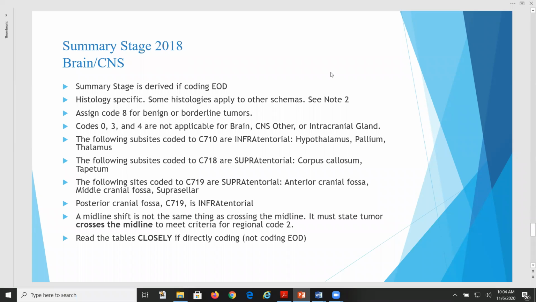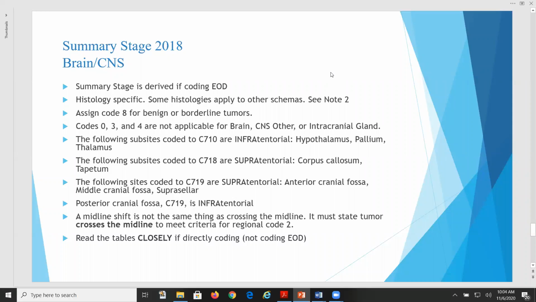Summary stage is histology specific. Some histologies apply to other schemas, so you need to be sure to read the instructions in note 2. Assign code 8 for benign or borderline tumors. Codes 0, 3, and 4 are not applicable for brain, CNS other, or intracranial gland.